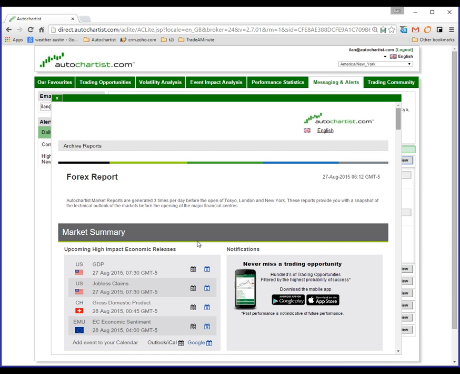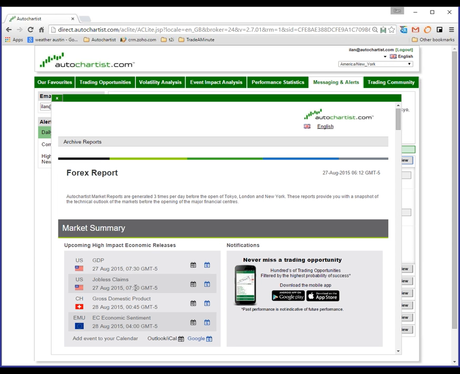This is just a preview. Obviously, it comes through in my email, but you can see on the top of the report over here, there's the upcoming high impact economic news releases. So, I know that jobless claims is coming up in about 30 minutes. So yeah, there's a couple of things coming up over the next 24 hours. But I subscribe to that alert anyway, I guess for completeness. It doesn't bother me.